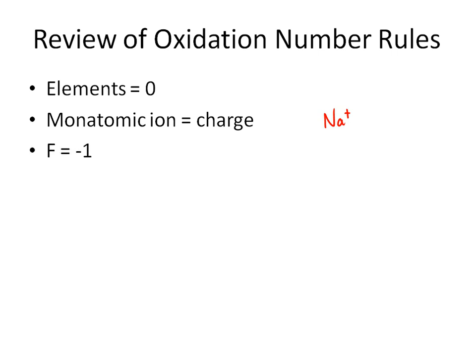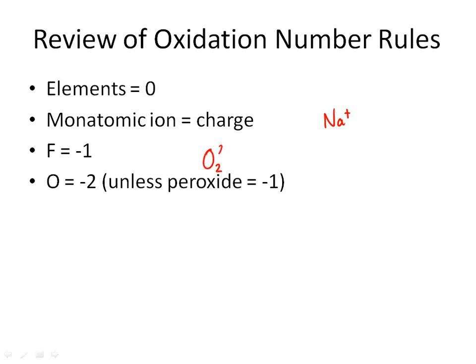Fluorine is always -1. It's the most electronegative element. It is always going to gain 1 electron. Oxygen is -2, except for this strange ion, peroxide, which you remember is O2 with a 2- charge. So we've got 2 oxygen atoms, and between them they've gained 2 electrons. So we could consider then individually they've kind of gained 1. So that means the individual oxygen would have an oxidation number of -1.